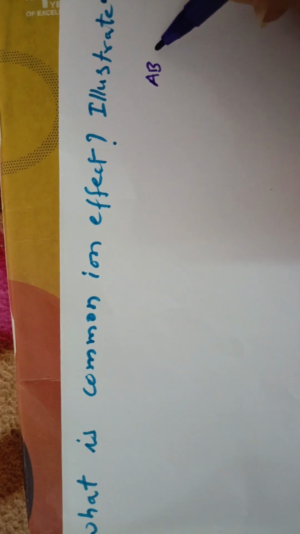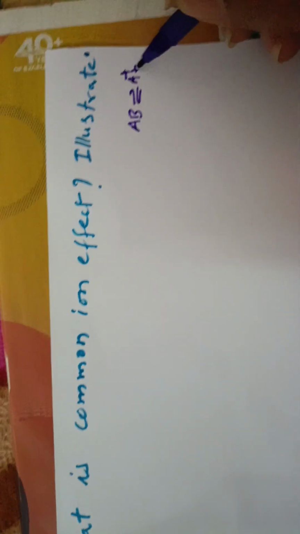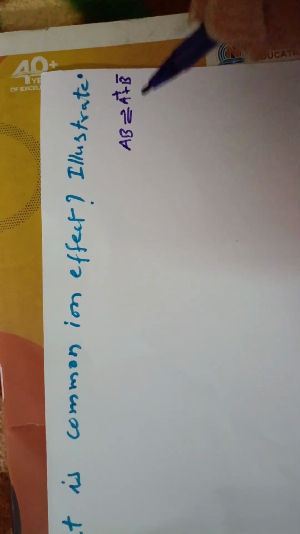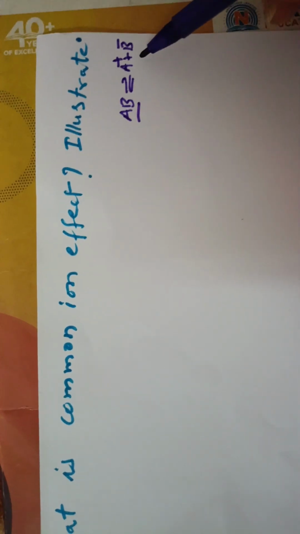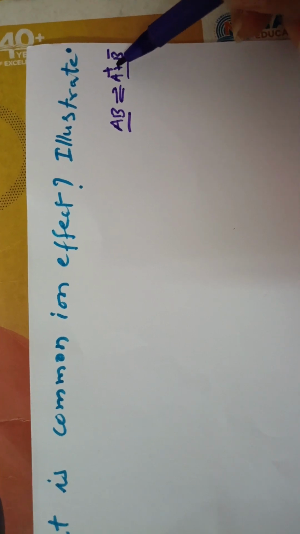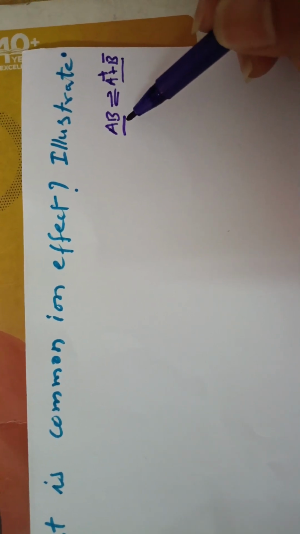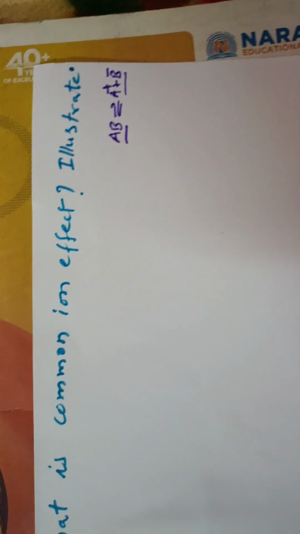Suppose you take AB as the electrolyte. If it decomposes and gives ions like A plus and B minus, then it is called an electrolyte. So dissociation means AB splits into A plus and B minus. That means AB splitting into ions is called dissociation.